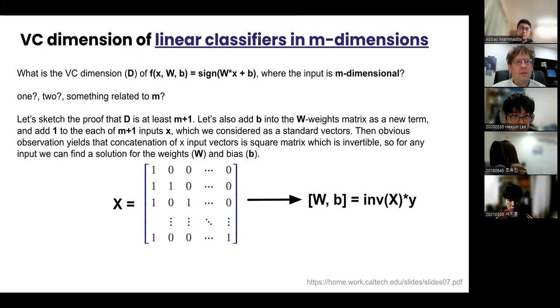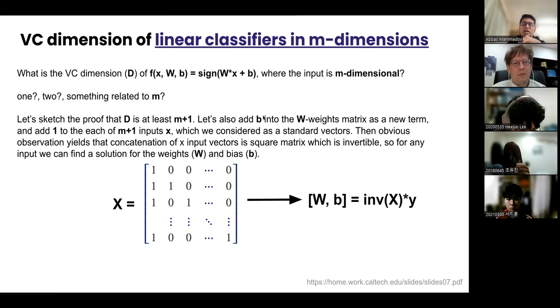If we want to prove that D is at least m plus 1, it means that we should find some m plus 1 points in m-dimensional space, in which for any arrangement of the positive ones and negative ones, there is a shattering of those points, there is a linear classifier that separates those positive ones and negative ones in a way that positives are on the positive side of the hyperplane or half space, and the negative ones are on the negative side of it. And it is possible to do that.